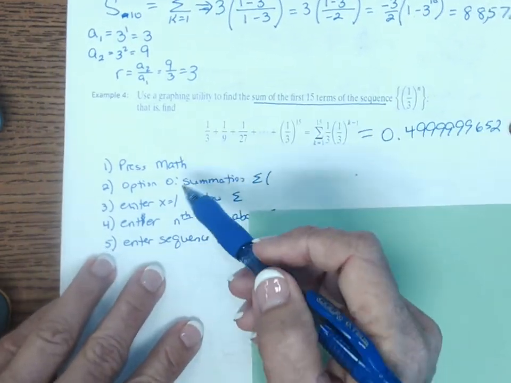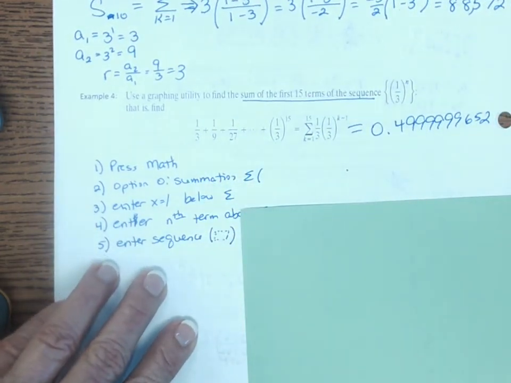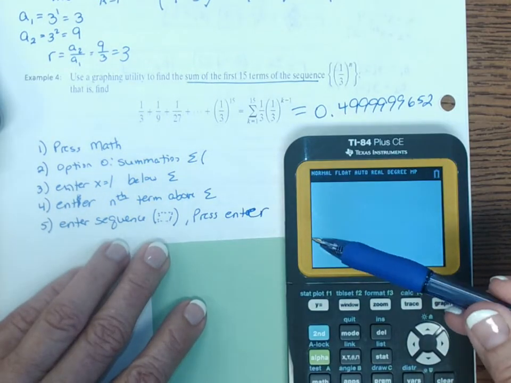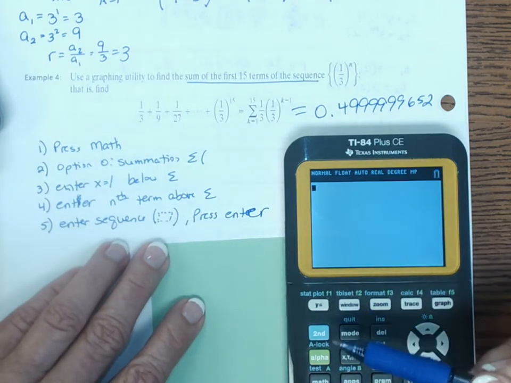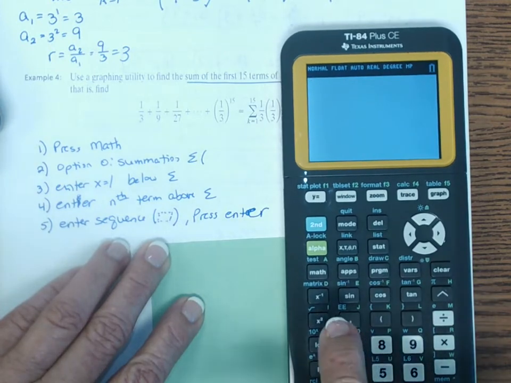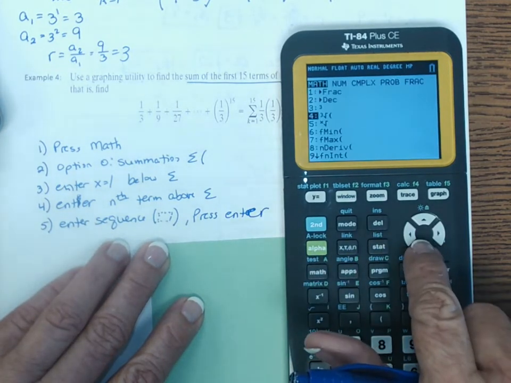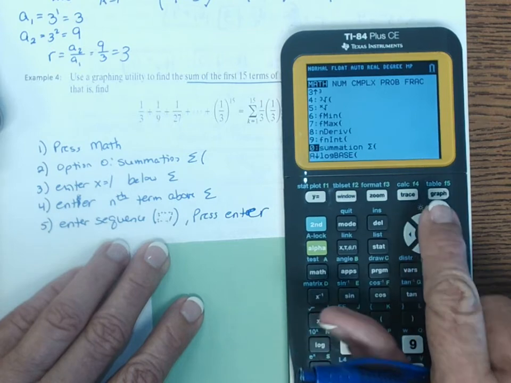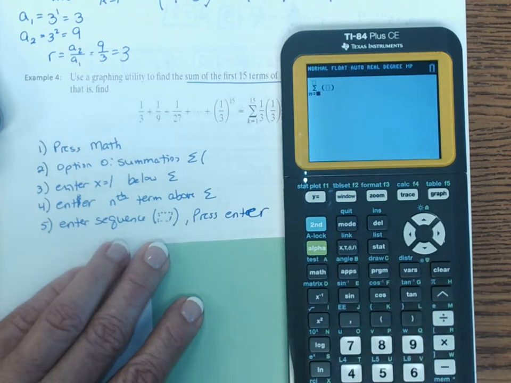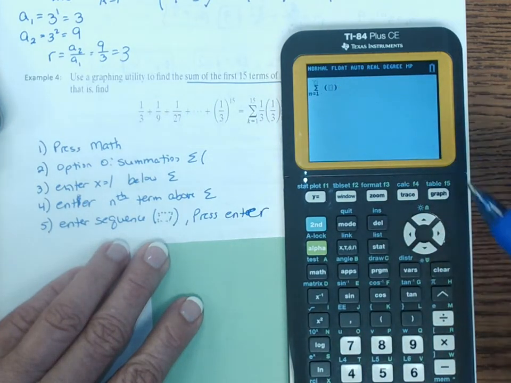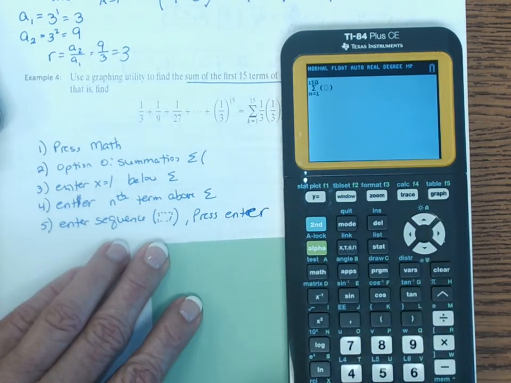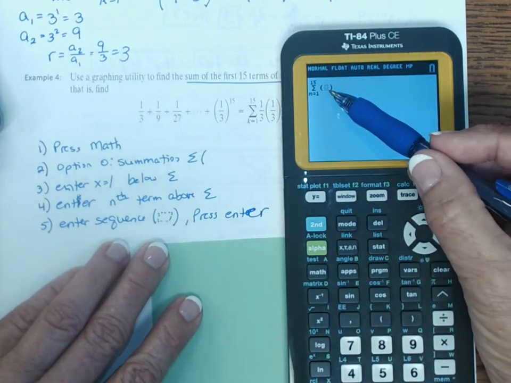So to do this, we're going to press math on your calculator. Let me grab mine. Okay, so we've got our calculator, and we're going to go to the math button. So over here on the right, so math. And if we come down to option 0, summation, and we're going to go from n equals 1, and it says n because I'm in the sequence mode, to 15, because we want to add the first 15 terms together. And in here, we're going to put our sequence.